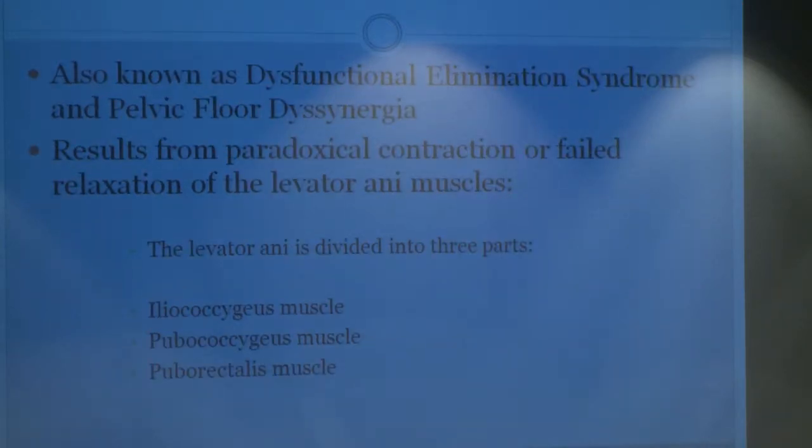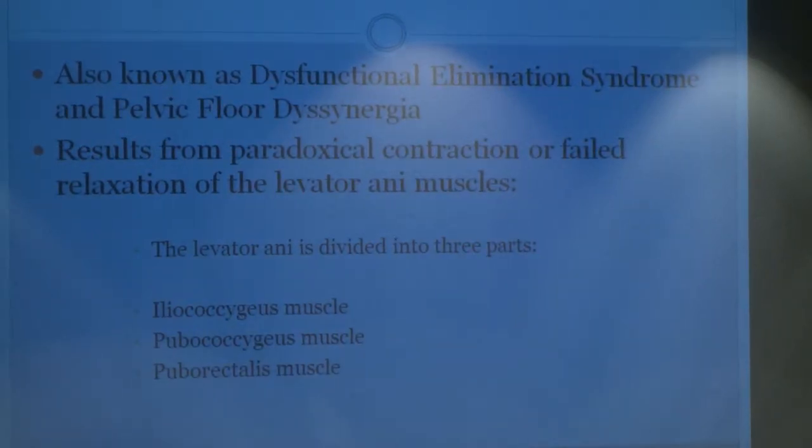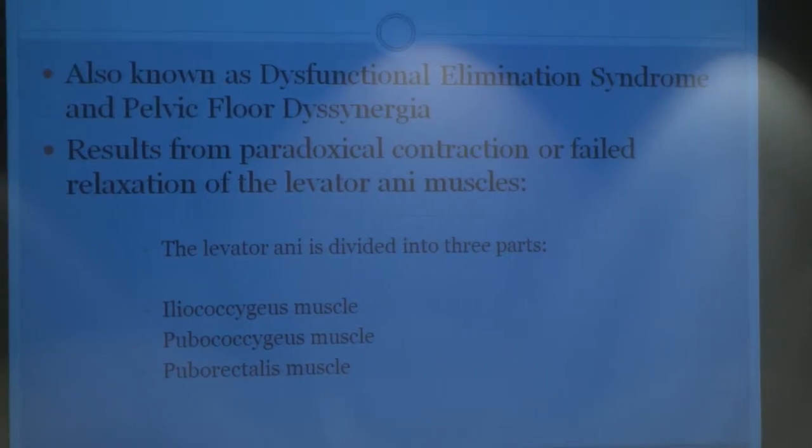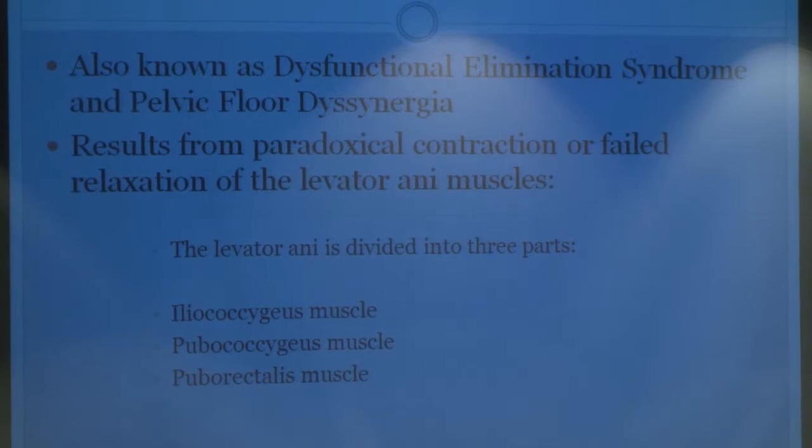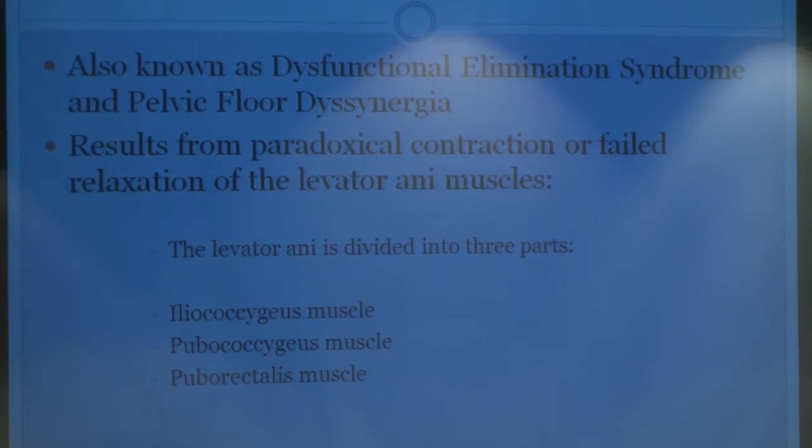Pelvic floor dysfunction is also known as dysfunctional elimination syndrome and pelvic floor dyssynergia, which again just means that the pelvic floor muscles are not working in coordination with the abdominal muscles to allow the sphincters of the urethra and the colon, the rectum, and also the vagina to function the way they were meant to function.